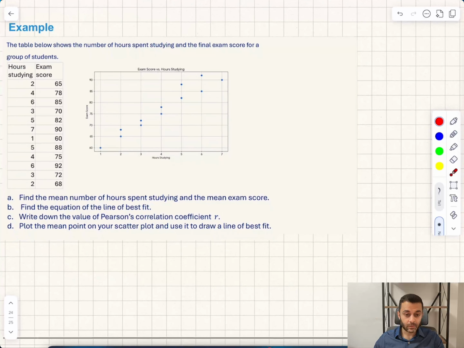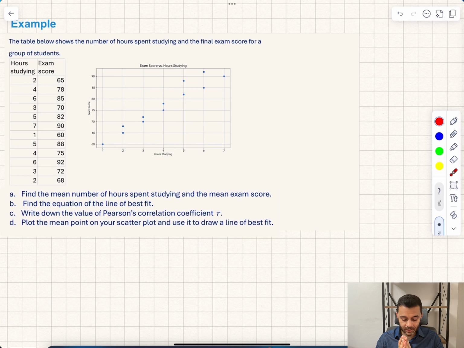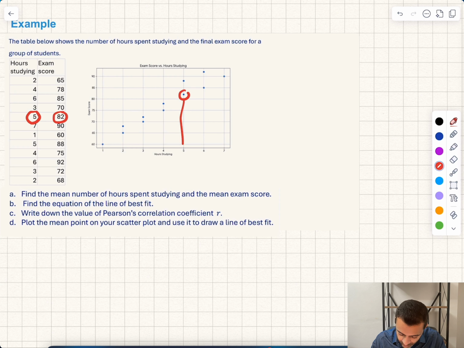Now we will do here a full example to show everything in practice. Here, as you see, we have a table that represents the number of hours a student studies, and here the exam score. And here we have the scatter diagram plotted for them. So here you see we have the point (5, 82), which is this one here. As you see, (5, 82) here. So now here it says, find the mean number of hours spent studying and the mean exam score. So in other words, they need the mean of these and also the mean of these.